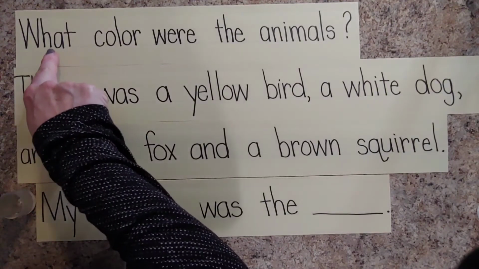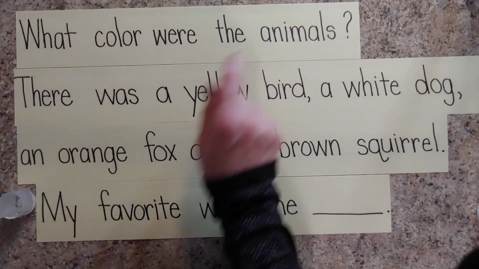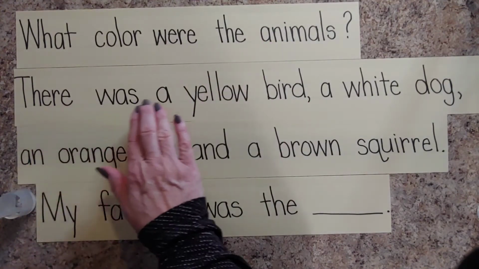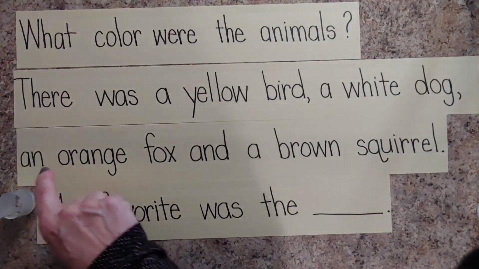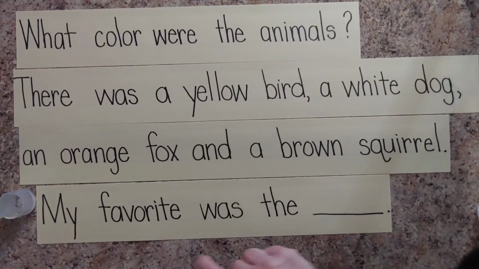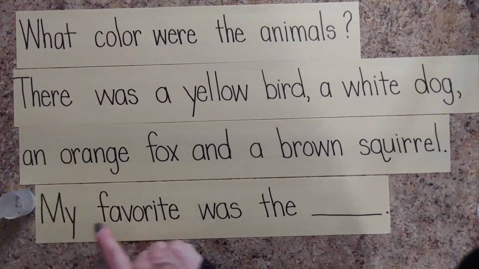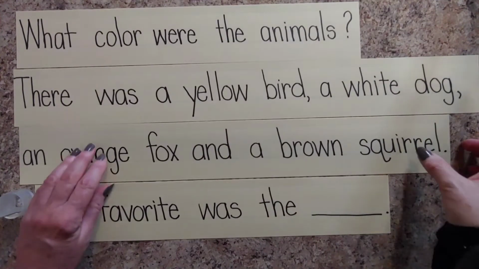The first sentence is a question. What color were the animals? There was a yellow bird, a white dog, an orange fox, and a brown squirrel. And the last sentence says, my favorite was the, and we get to fill in the blank.